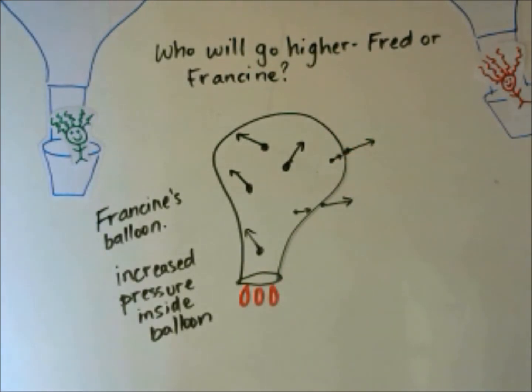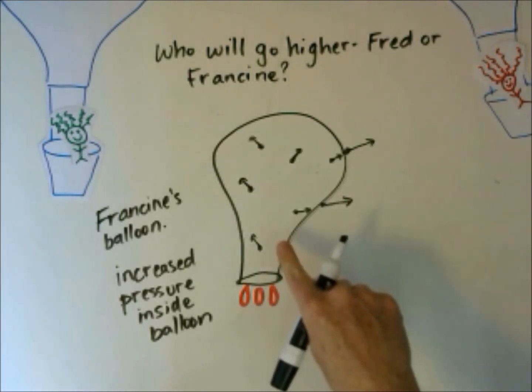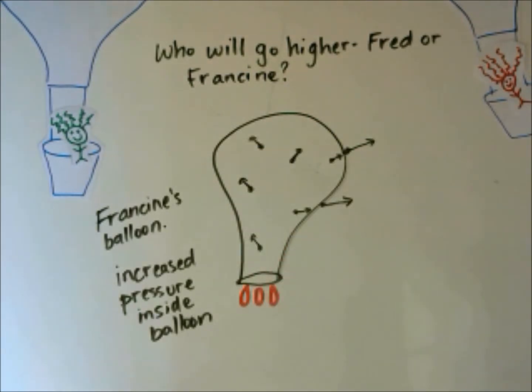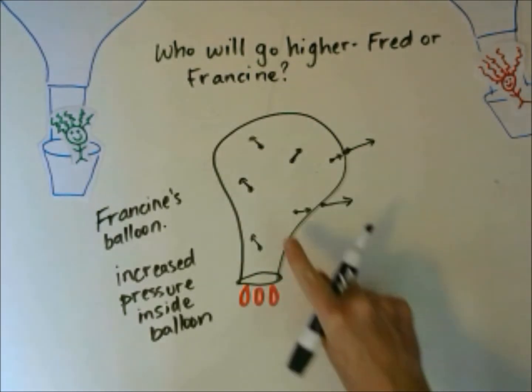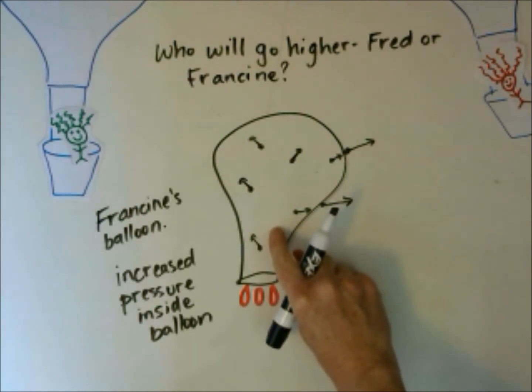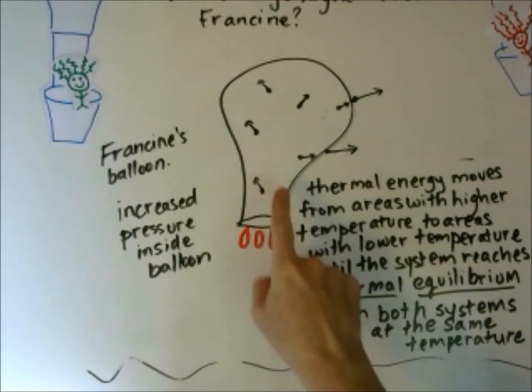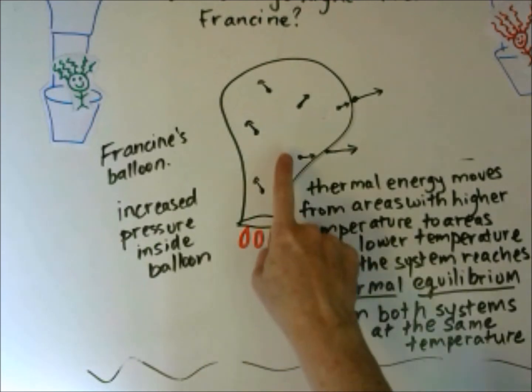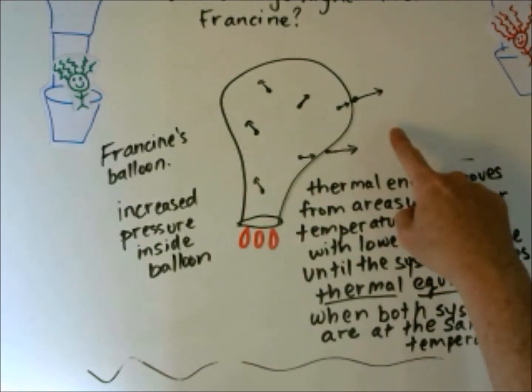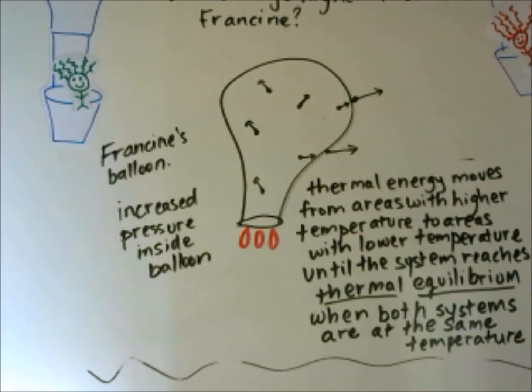So what's the result on the inside? The particles slow down, the average kinetic energy decreases, and the temperature will decrease inside the balloon. So what will happen here is the thermal energy moves from areas with the higher temperature to areas with the lower temperature until the system reaches thermal equilibrium. And thermal equilibrium is when both systems are at the same temperature.